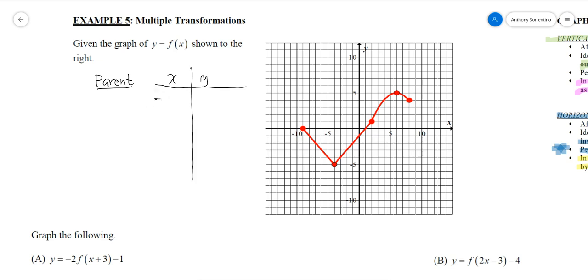So it looks like I have -10, 0, -4, -5. I can put any axes in there too if I want to, but I'm not going to. It looks like I have 2, 1. I have 6, 5. And this thing comes to an end at 8, 4.